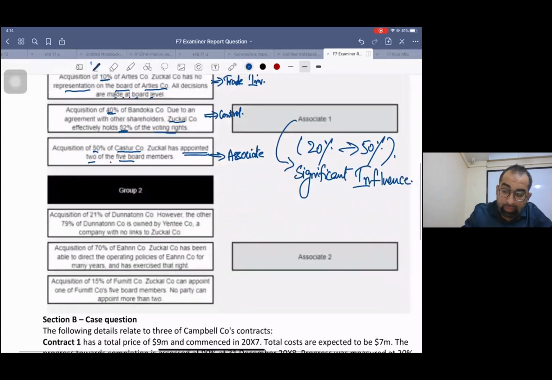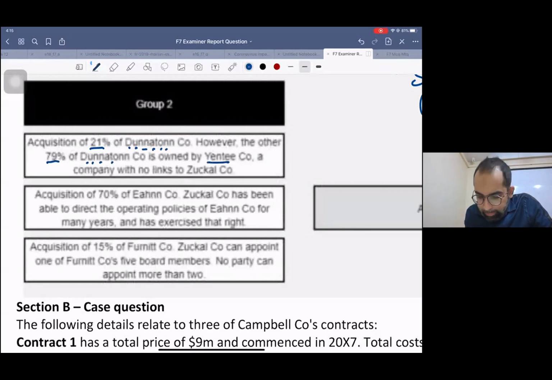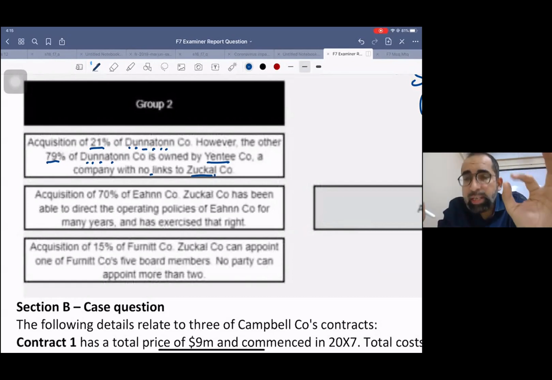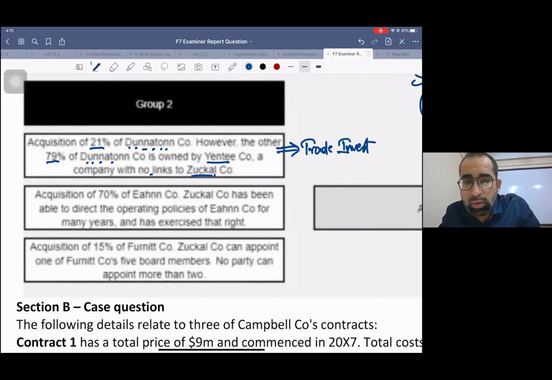Now group two. Wait. Acquisition of 21%. Apparently 21% means 20 to 50. But there are cases when you have more than 20% shares, but still you don't have significant influence. Acquisition of 21% of D company. However, the other 79% of D company is owned by Y company, a company with no links to Zuckal company. There is another party who totally controls the board, and nothing is written about our representation in the board. So this is just your trade investment. You don't have control and you don't have significant influence.